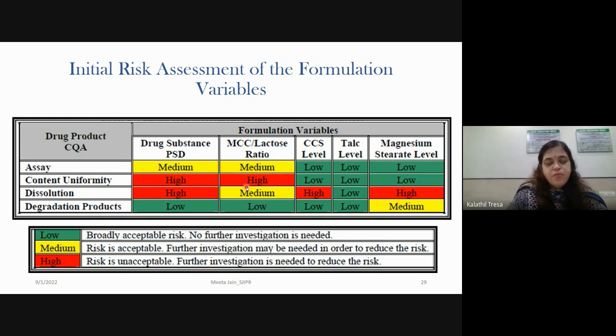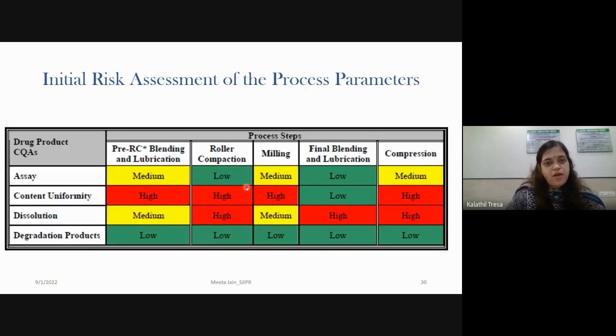Okay. Similarly, in case of process parameters, these are all the unit operations involved, which we have seen in the earlier slides, like pre roller compaction blending, lubrication, then actual roller compaction, milling, final blending, and then compression.